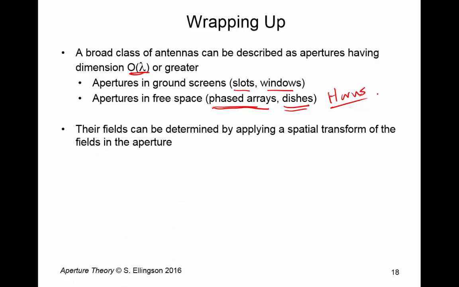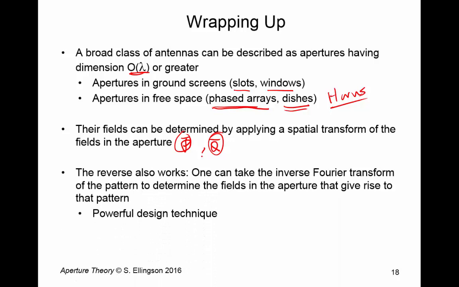The fields radiated by these antennas can be determined by applying a spatial transform of the fields in the aperture. So an important result from this lecture was that we have these quantities P and Q. We take a spatial Fourier transform of the fields in the aperture. Turns out that those are the things which then determine the radiated fields and then the pattern.